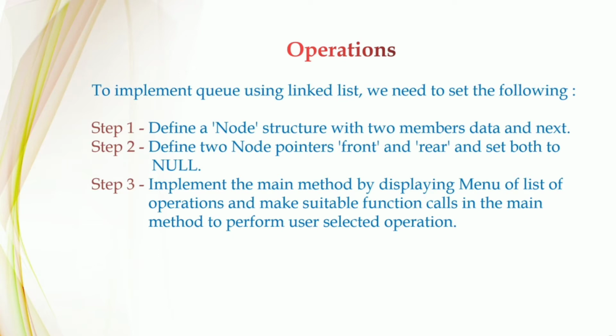Okay, the operations performed using the linked list. First we have to define the node structure with 2 members. One is the data part and another is the next part. And define the 2 node pointers, front and rear, and set both to null. At first, rear and front point to null. And implement the main method by displaying the menu of the list of operations and make suitable function calls in the main method to perform the user selected operations. At first, we have to define the node structure.